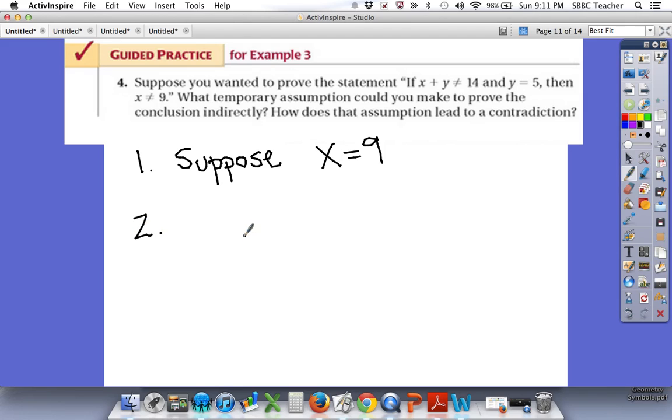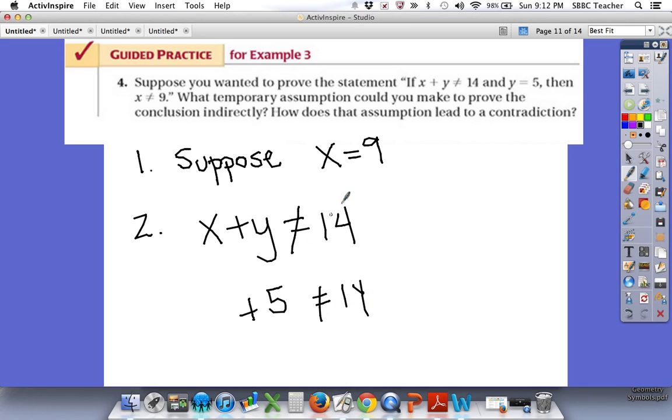Step 2, we're going to plug these numbers in to see if we find a contradiction. So we have x plus y not equal to 14 is our given statement. And they also gave us that y equals 5, so we're going to go ahead and plug that in and rewrite the rest of the equation. Now x, we assumed it equaled 9. 9 plus 5 is 14. This statement, when we plug in 9, reads 14 not equal to 14.